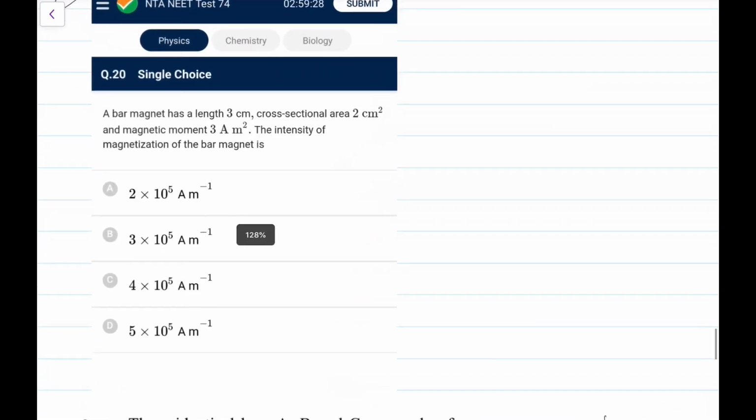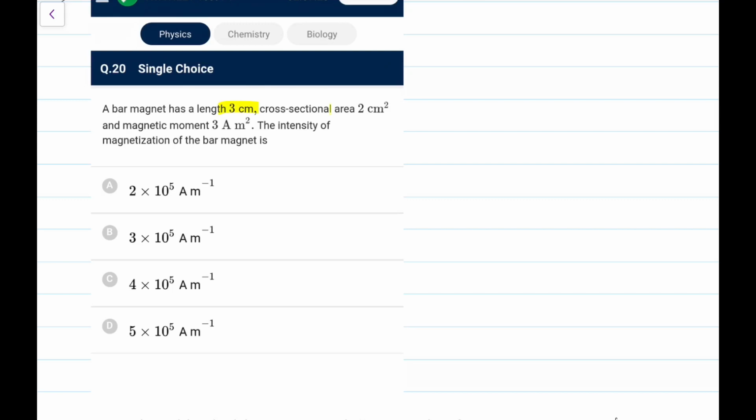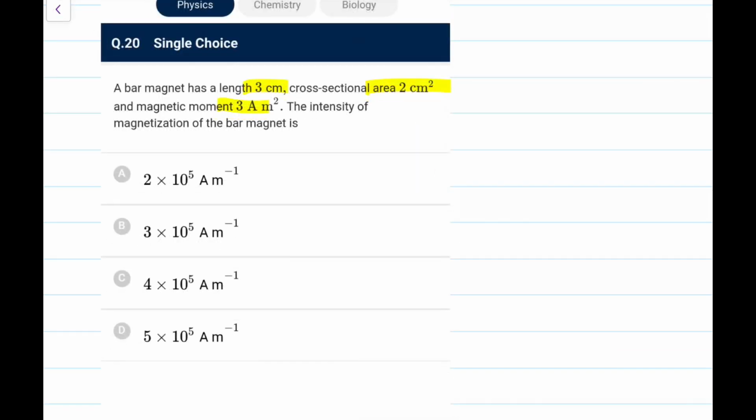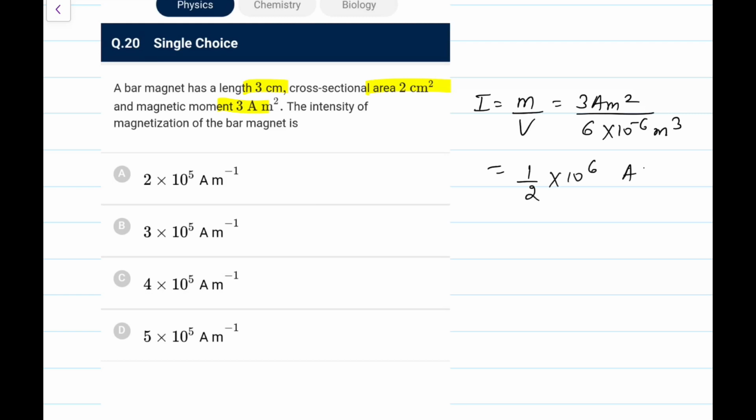Next one. You have a bar magnet of length 3 cm, area is given, and magnetic moment is given. Intensity of magnetization of the bar magnet will be. Now intensity of magnetization, that you call I, or what we call as M, whatever you write, let's say I, that is magnetic moment induced per unit volume. So magnetic moment is 3 ampere meter square and volume is given as 6 into 10 to the power minus 6 meter cube. So this would be ampere per meter and it would be 1 by 2 into 10 to the power 6 ampere per meter. So you can write it as 5 into 10 to the power 5 ampere per meter. Go with option D here.